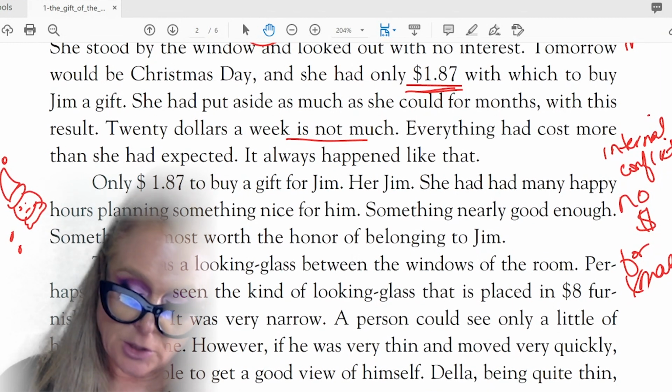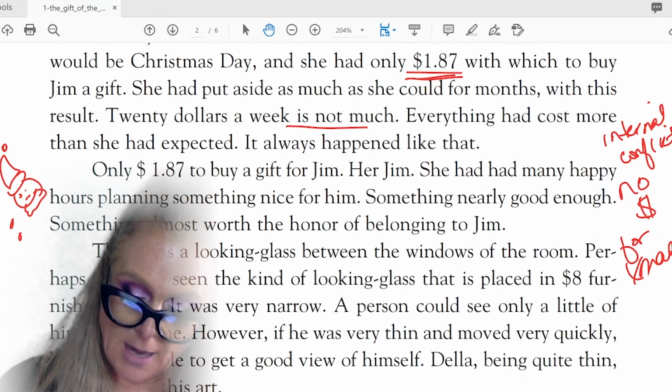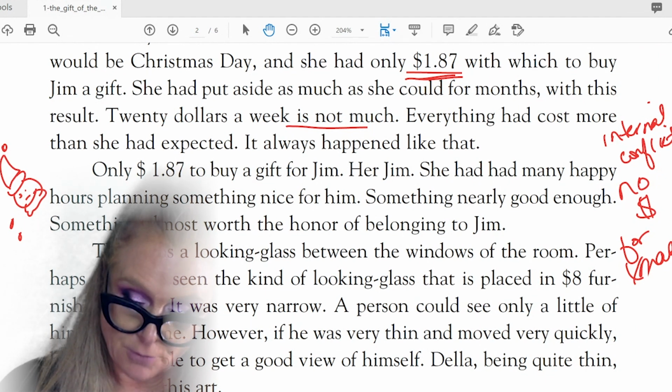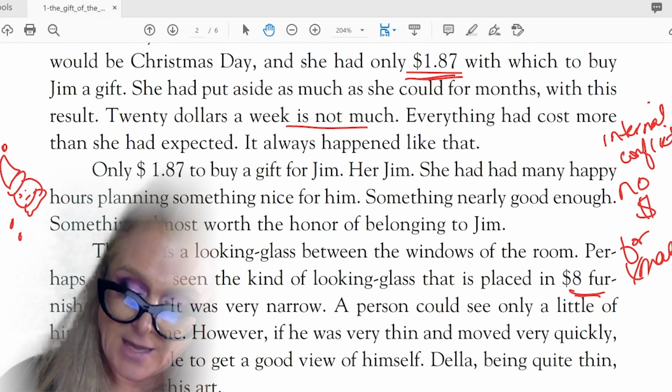See, there was a looking glass between the windows of the room. Perhaps you have seen the kind of looking glass that is placed in $8 furnished rooms. It was very narrow. $8 furnished rooms.